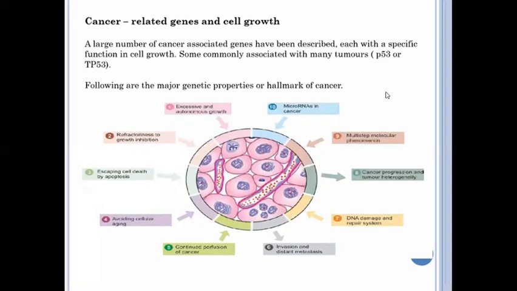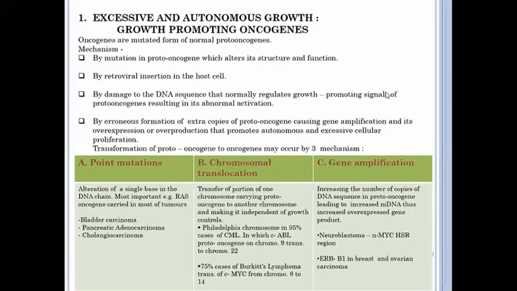The second mechanism is chromosomal translocation. Here a portion of one chromosome carrying the proto-oncogene is transferred to another chromosome, making it independent of the growth control gene. Examples: the Philadelphia chromosome in 95% of cases of CML, in which the ABL proto-oncogene on chromosome 9 is translocated to chromosome 22. In 75% of cases of Burkitt's lymphoma, there is translocation of the CMYC gene from chromosome 8 to 14.